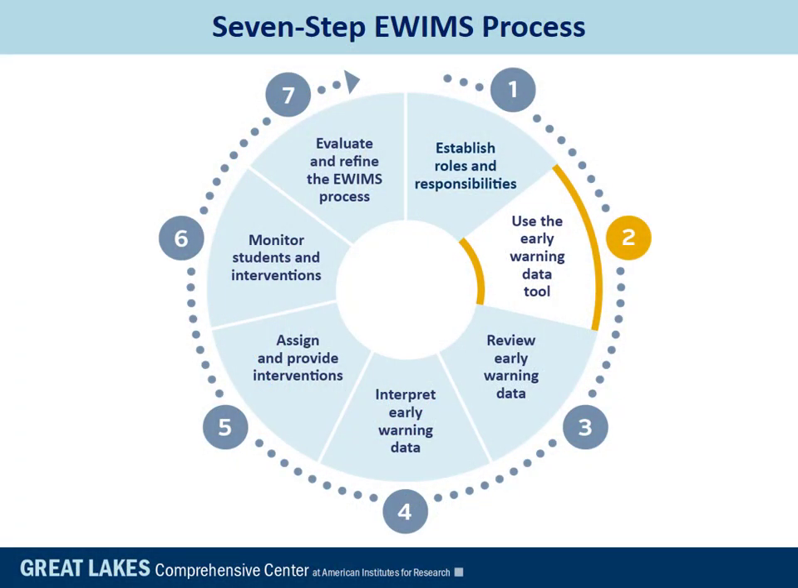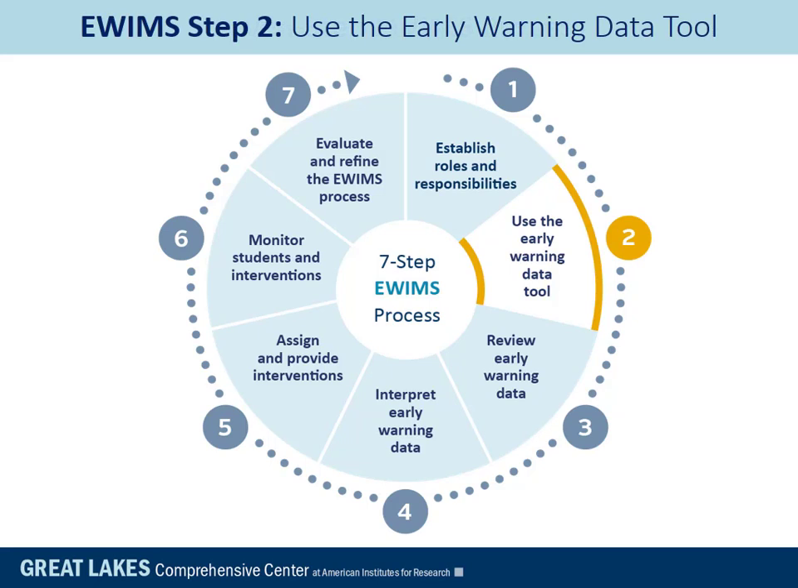EWIMS is a 7-step, data-driven decision-making process that helps educators identify, match, and monitor students who show signs of risk for dropping out of high school. In Step 2, EWIMS teams retrieve and review data reports from their Early Warning Data Tool of choice. The EWIMS process does not depend on the use of a specific tool. The process may be used with any data tool that displays attendance, behavior, and course performance data. The Michigan Department of Education recommends that Michigan districts use the Michigan Data Hub Early Warning Data Tool, which has a user-friendly early warning indicator section that will be discussed in this video.